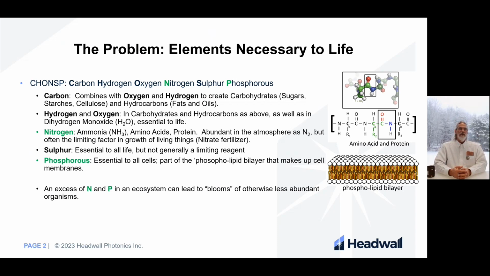Sulfur is also essential to life, but it's generally not a limiting reagent in the growth of a particular species. Phosphorus is also essential to all cells. All cells have a cell membrane, which is a phospholipid bilayer. And if you see this picture of all these little cell membranes, every single little ball and stick in that has at least one phosphorus atom in it. And so nitrogen and phosphorus are limiting reagents. An excess of nitrogen and phosphorus in an ecosystem can lead to blooms of otherwise less abundant organisms.